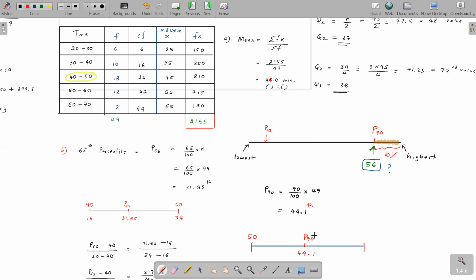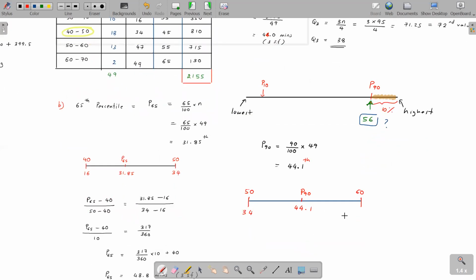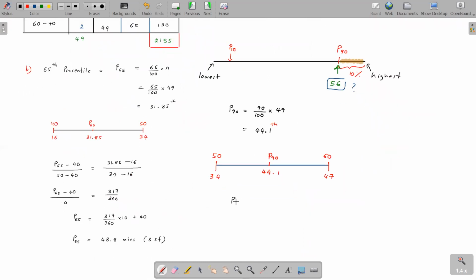So that should definitely come between 50 and 60. The cumulative frequency less than 44.1 is 34, and the one passing 44.1 is 47. So here the cumulative frequencies are 34 and 47. Let's calculate the 90th percentile. So (P90 minus 50) over (60 minus 50) equals (44.1 minus 34) divided by (47 minus 34).